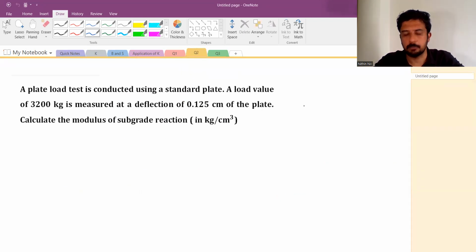Now the level 2 question. Look at this question. Same kind of data, but the thing is the load value is given here.